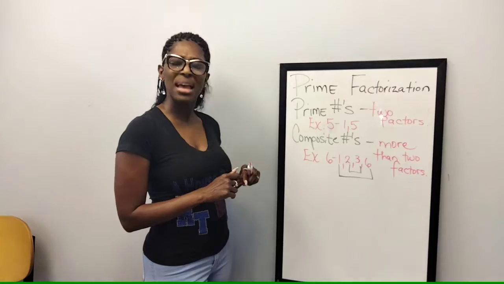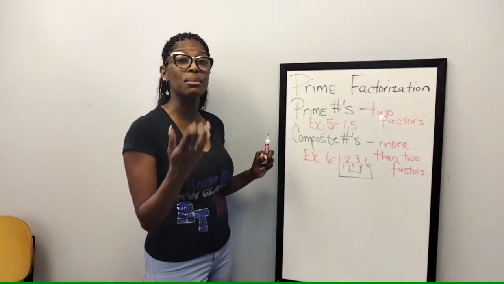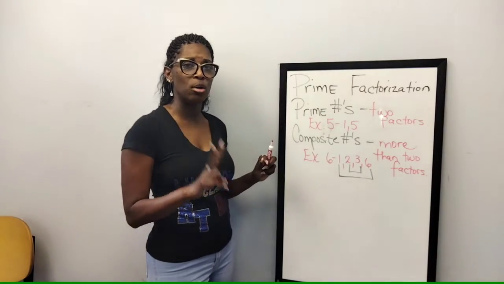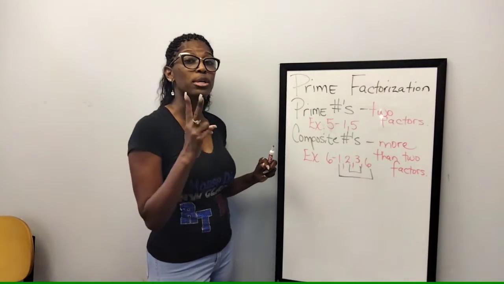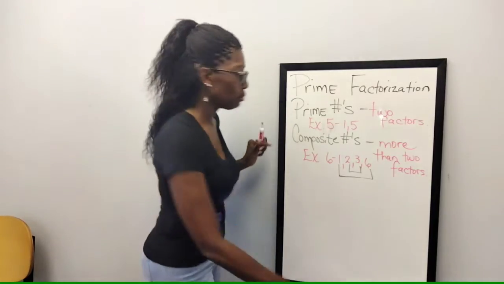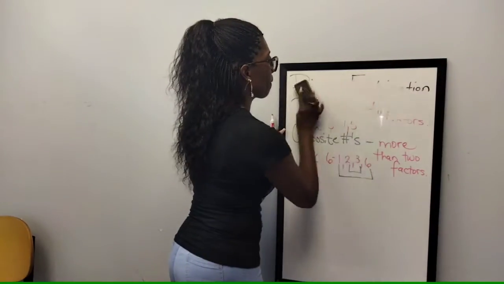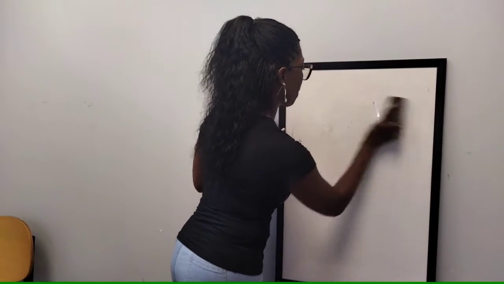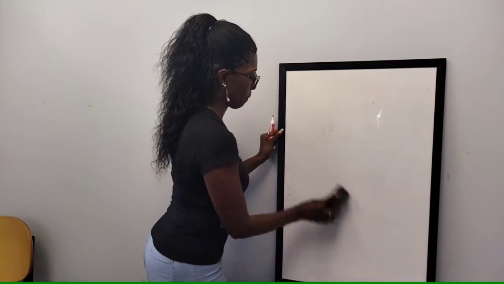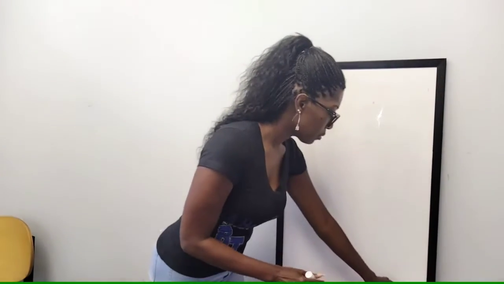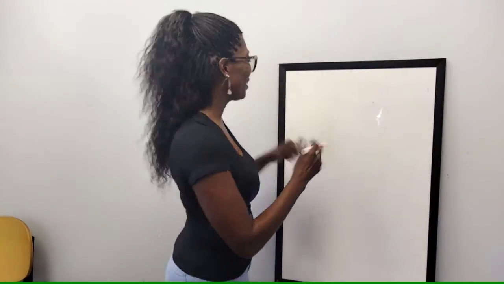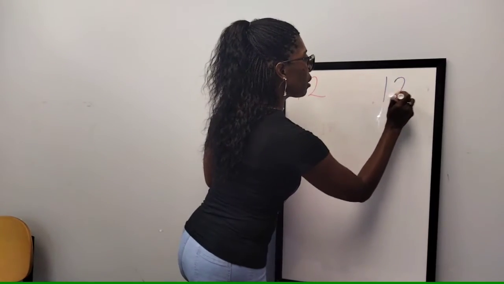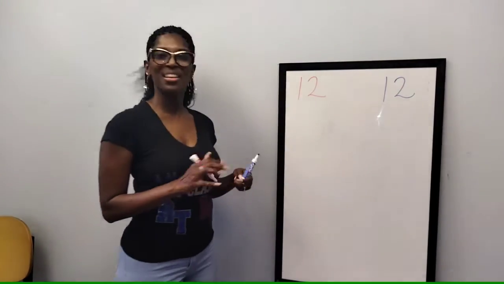12 has about 6 factors. And using the number 12, I can break down 12 as a prime factorization problem in 2 ways. I'm going to color code. I think color coding helps out. All right.